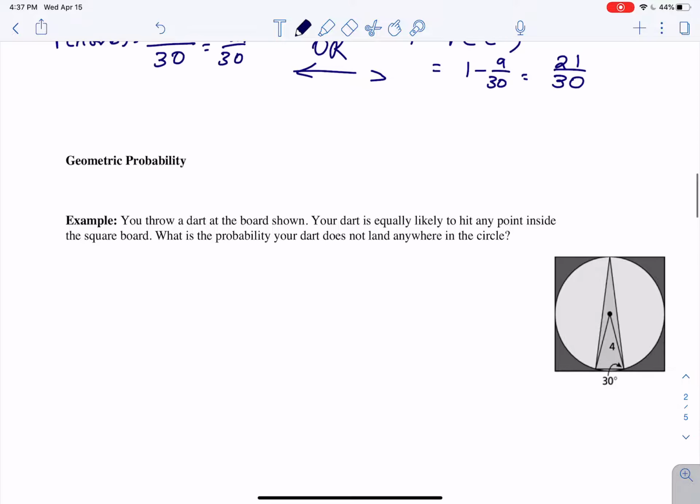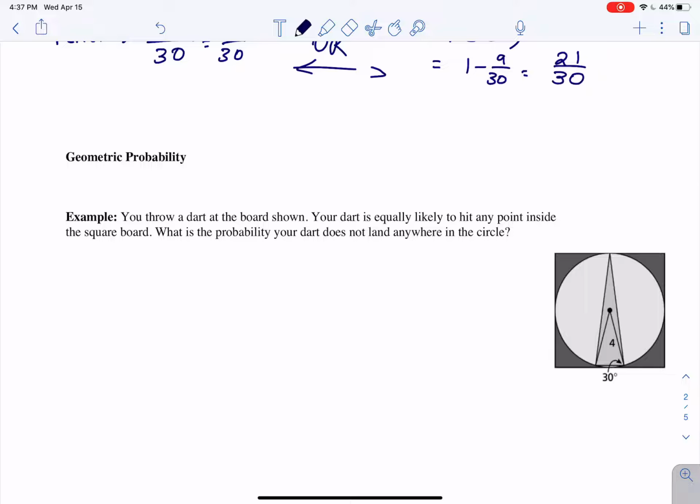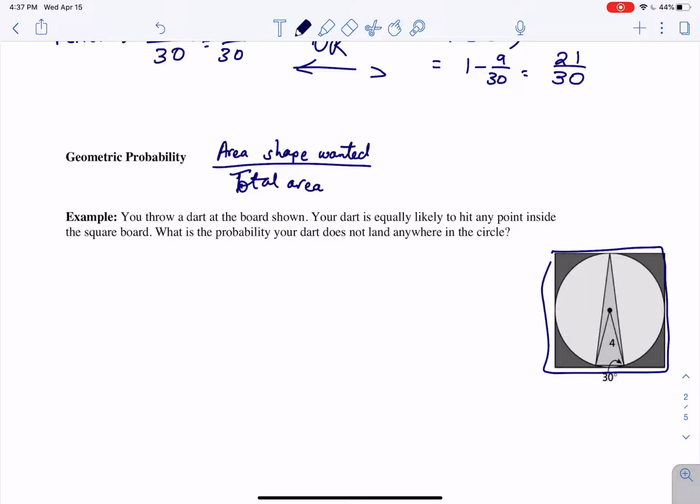The last kind of probability is called geometric probability. This is when you have shapes and you're looking at areas of shapes or lengths and distances to think of probability. And this is really just the area of the shape you want divided by the total area. So if we have a dartboard that has this design on it, a circle and then a triangle on the inside, we want to know the probability that if we throw a dart at it, the dart is going to land outside the circle.